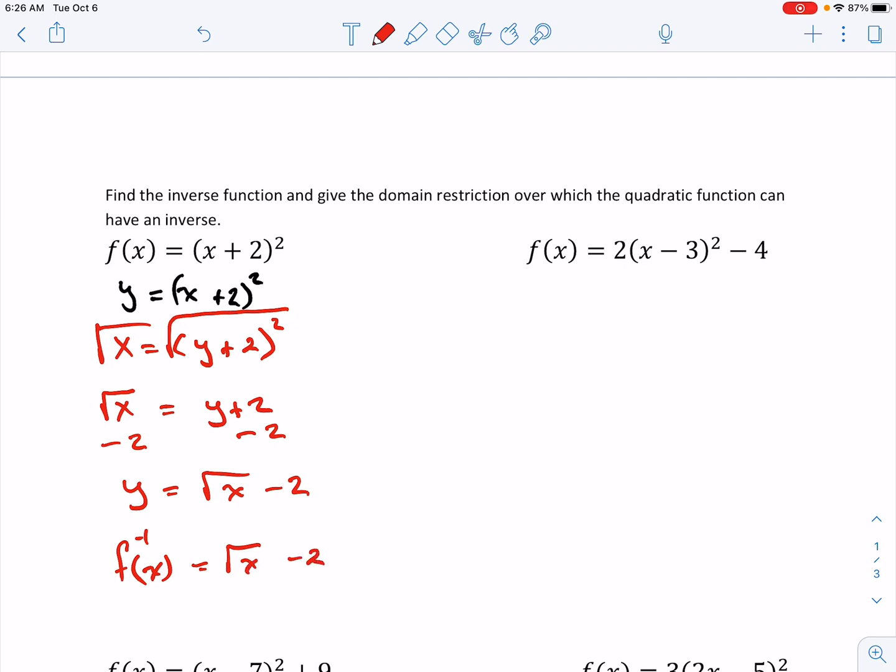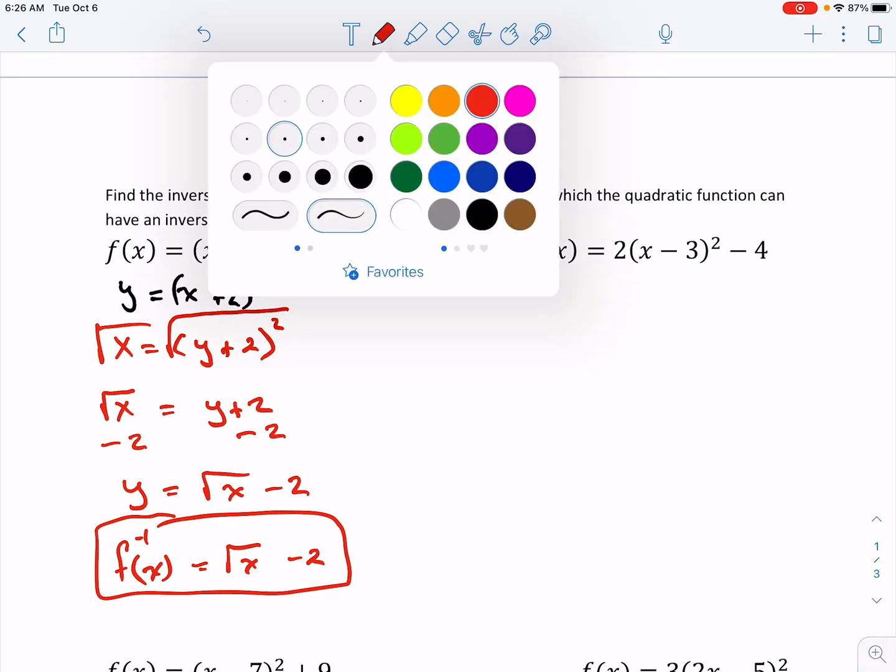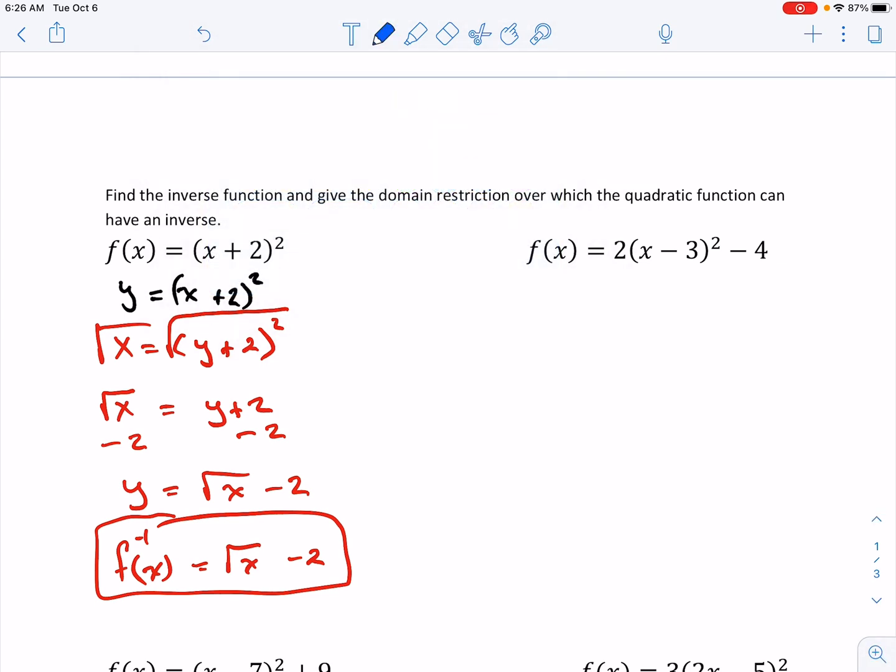The 2 is outside or after the square root. The square root is only covering the x on this problem. All right, let's try another one. Okay, first we switch our f of x to y. We're going to change our x and y, swap places.